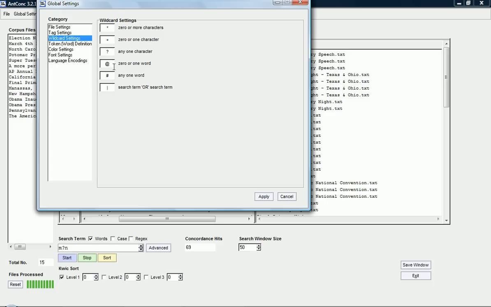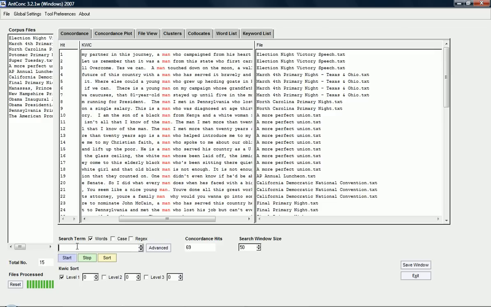The next global setting to explore is the at sign, that stands for zero or one word. What I'm going to look at first would be women, men. So women followed by either zero or one word, and then men. What you can actually see is that there are no hits. I'll do that again. No hits. So that doesn't actually occur.